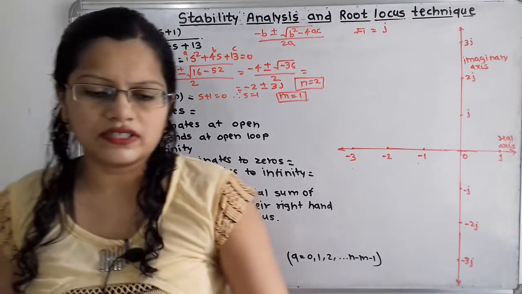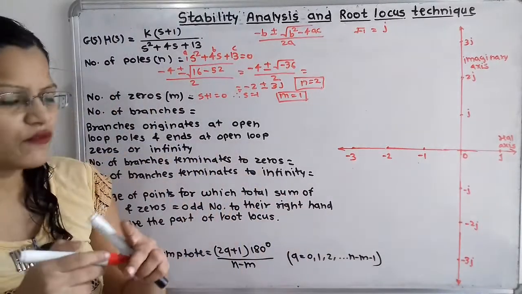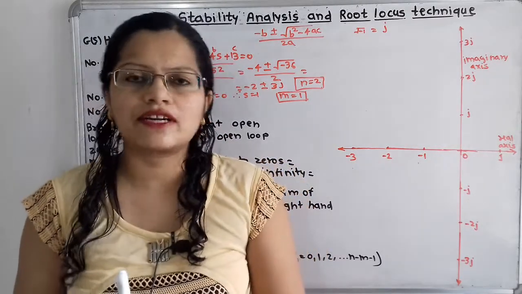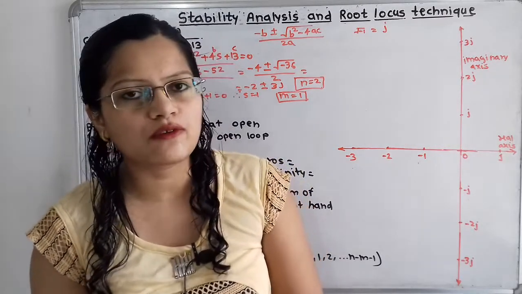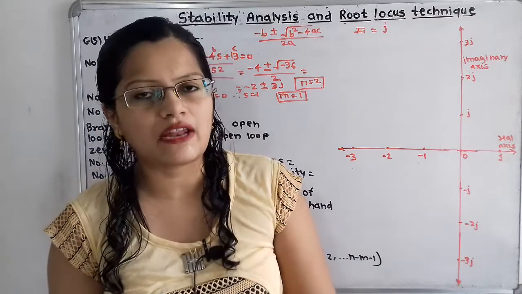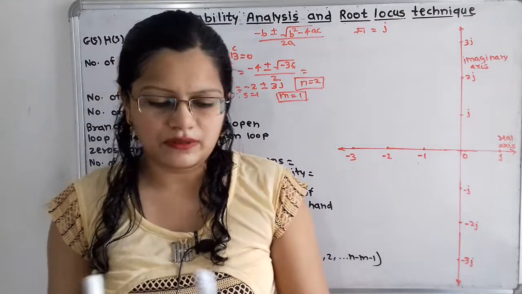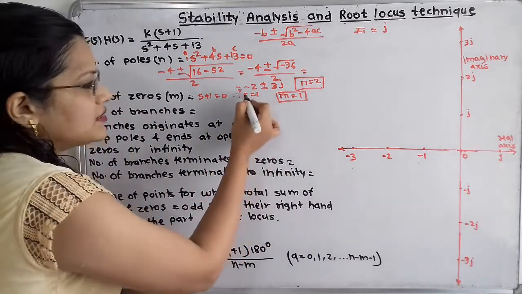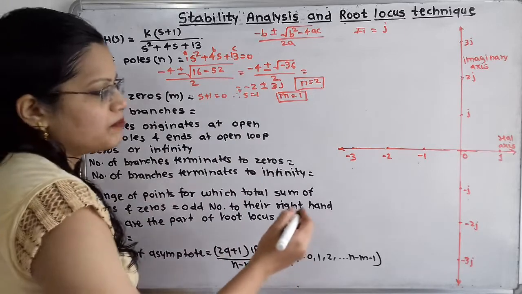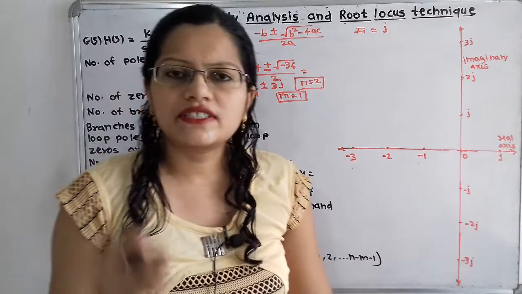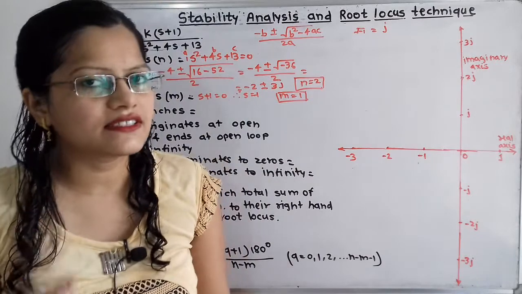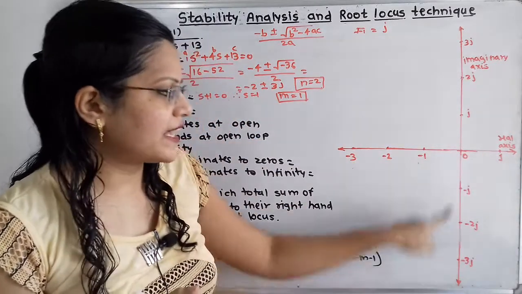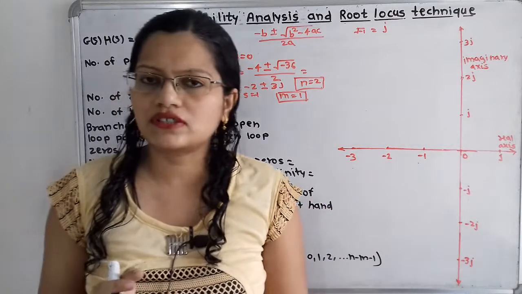Now we will plot this. When we plot this, then only we can understand when to calculate the angle of asymptote, when to calculate the breakaway point and when to calculate the angle of departure. So first I plot the zero, that is at s is equal to minus 1. We have to take the s plane, which is the combination of real axis and imaginary axis. This is the real axis and this is the imaginary axis, and the point of intersection is origin O.